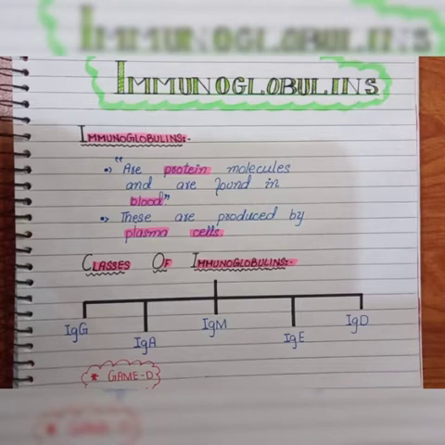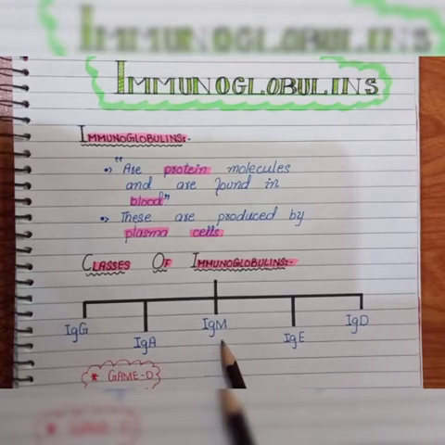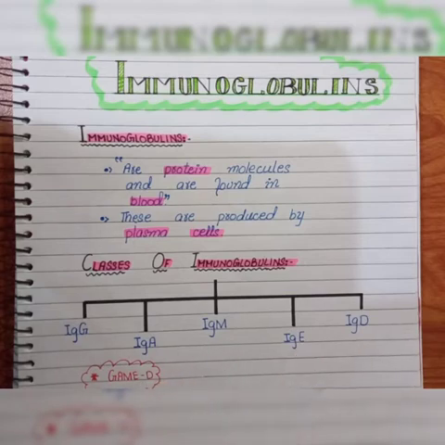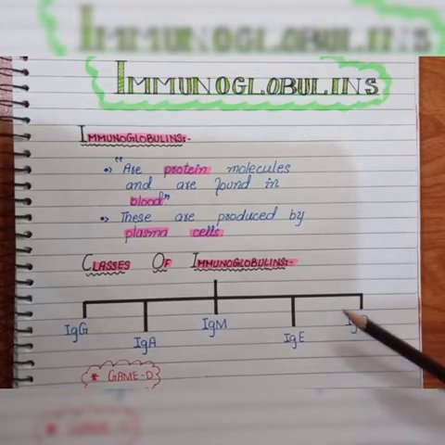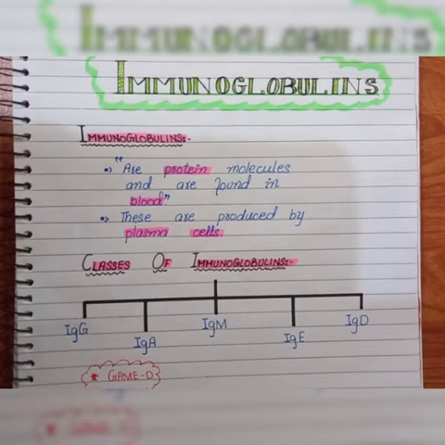From G we have immunoglobulin G. From A we have immunoglobulin A. From M we have immunoglobulin M. From E we have immunoglobulin E. And from D we have immunoglobulin D. So here we have the classes of immunoglobulins. Now we will focus on each one and look at them in a bit more detail. In this video we just focus on some main features and functions of these major immunoglobulins.